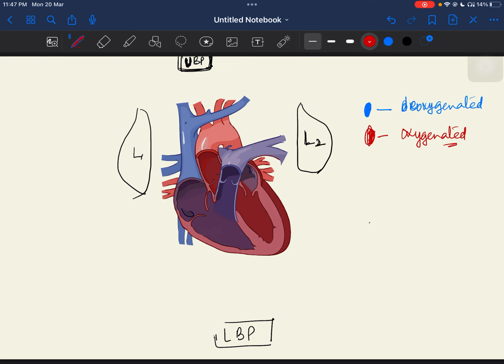What happens, the blood from the lower extremities comes through here, here and here, and then the chambers. This is the right atrium, this is the right ventricle, this is the left atrium, and this is the left ventricle. Okay, so what happens? The blood first comes from the lower body parts to the right atrium.